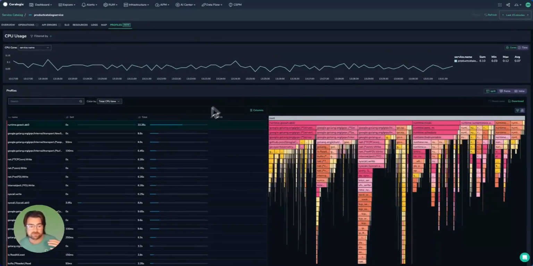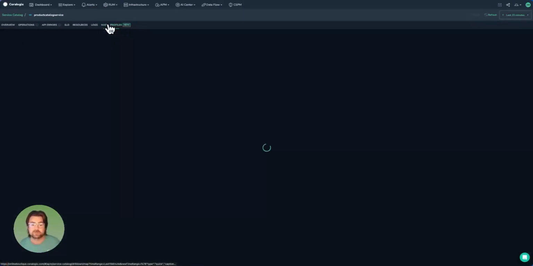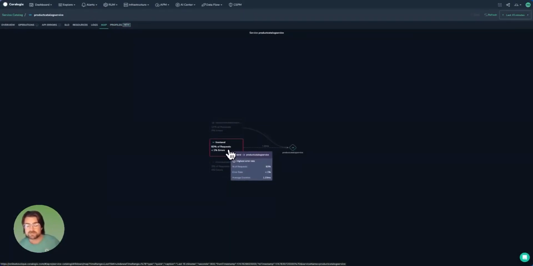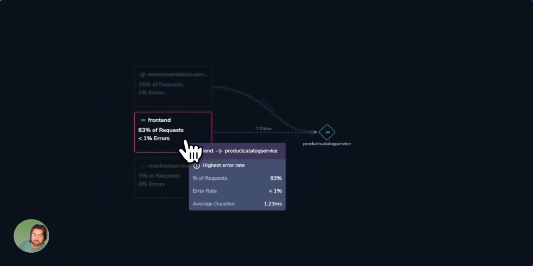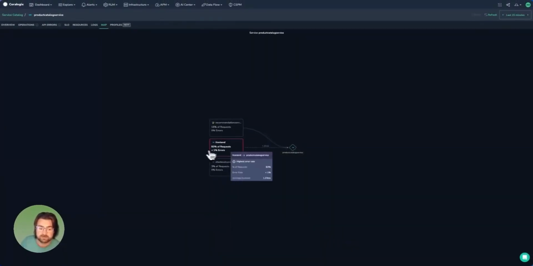Now, back to the issue at hand, I want to have a look at correlation. So I want to start using some of the other tools within Coralogix and see if we can identify any other performance bottlenecks. Let's go look at our service map. We can see that our front end is making about 83% of the requests to our product catalog service. Now, if we right-click on this, we should be able to go in and view our traces.